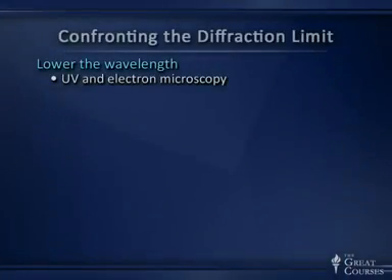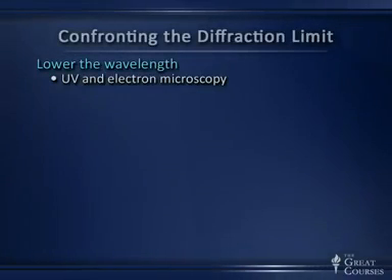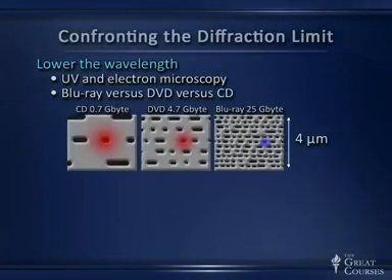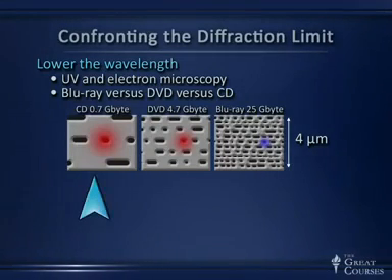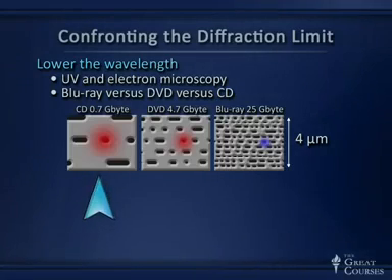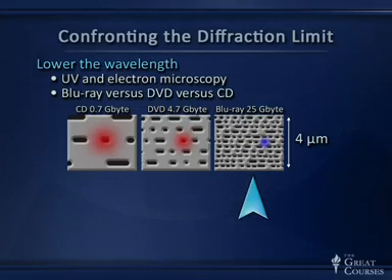How can we get around it? Well, we could, as I mentioned, lower the wavelength. That's why we use UV and electron microscopy. That's also what the difference is between a Blu-ray disc, a DVD, and a CD. CDs can hold about 700 megabytes of information, 0.7 gigabytes. DVDs can hold just under 5 gigabytes. Blu-ray discs can hold about 25 gigabytes.